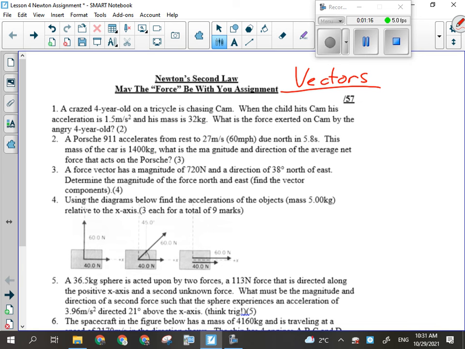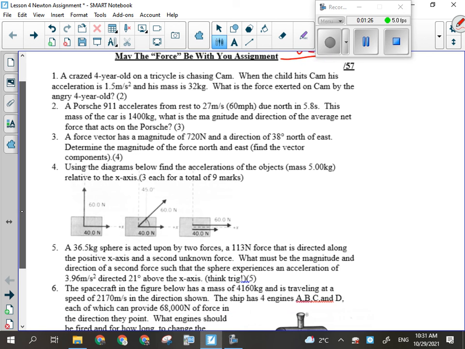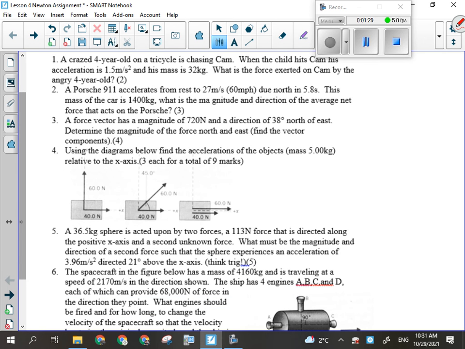Question number 2 is also one you don't need to overthink. It's 2 steps, but it's not terribly difficult. You're just looking for the net force that's acting on the Porsche. For number 3, you've got a basic force vector, and this one's just asking you to find the vector components. That one could have been on your vector assignment from last unit, and you would have had no problem with it. Just find x and y.